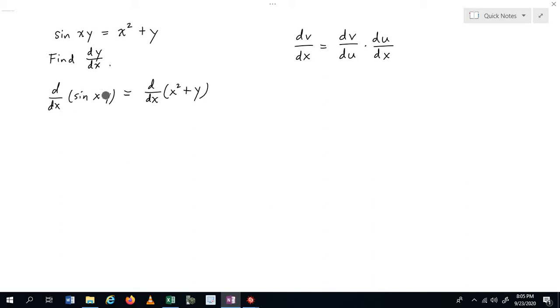Let's find the derivative of this left-hand side. To find it, we're going to have to use the chain rule, because this is really a composition of two functions. The inner function is xy, and the outer function is sine.